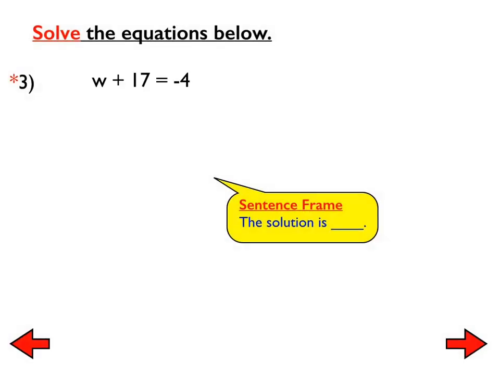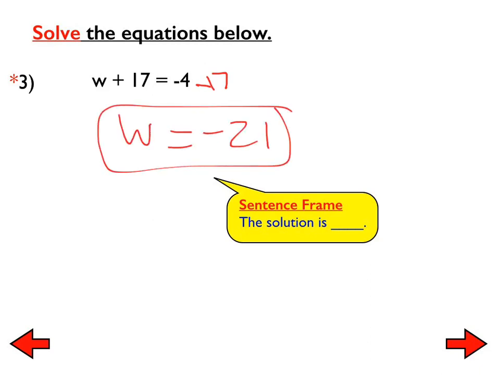All right, let's try number 3. Everybody try number 3. Since it's positive 17, it's going to be negative 17, we're going to go to the left, right? We're going to do negative 4 minus 17. Okay, so let me ask you this. Could I just do this? Yes or no? No. What's missing from what I just did?